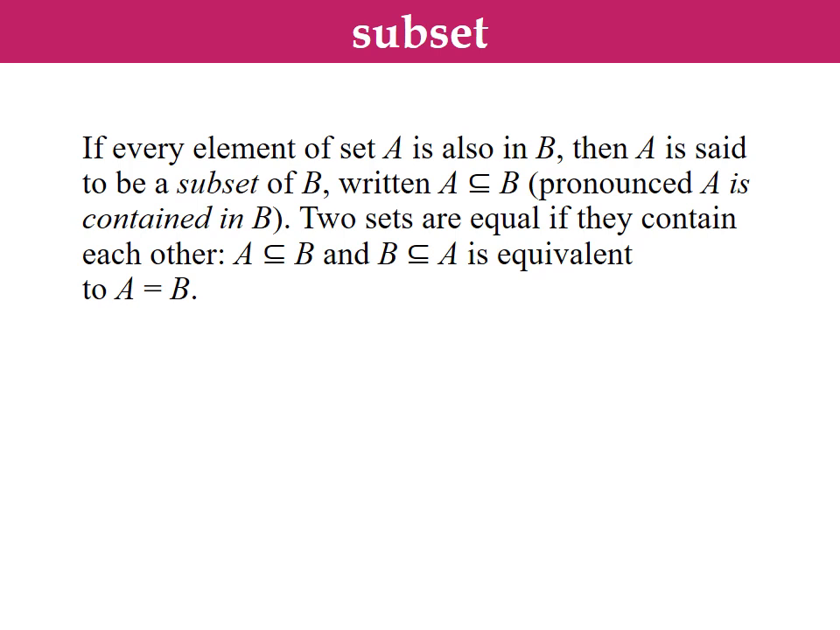The next one is a very important one, a subset. If every element of set A is also in B, then A is said to be a subset of B. It is written as A contained in B. Next one, two sets are equal if they contain each other. That is, A is a subset of B and B is a subset of A. This is also equivalent to A equal to B.